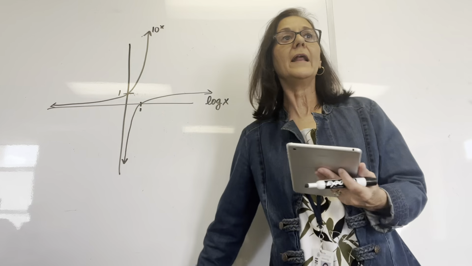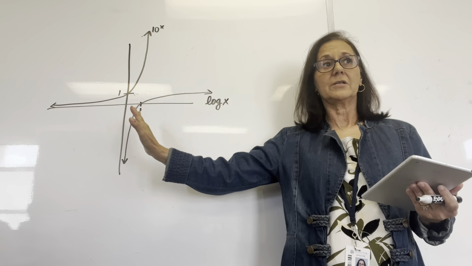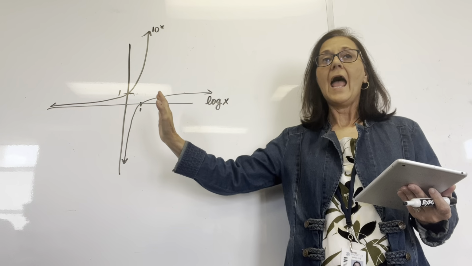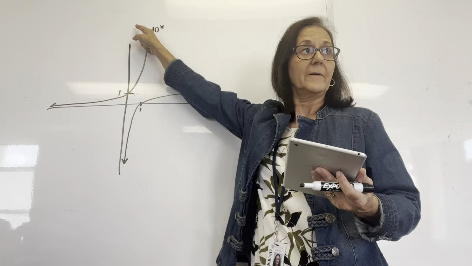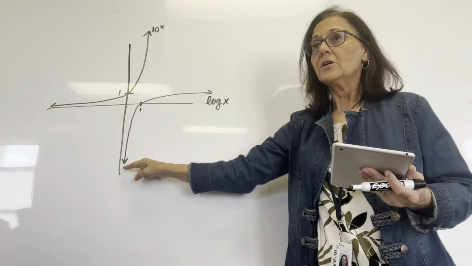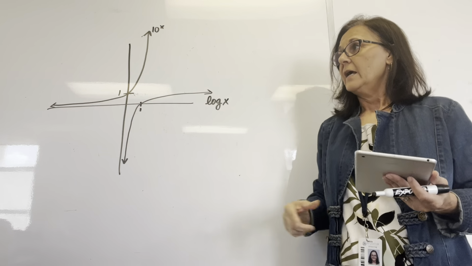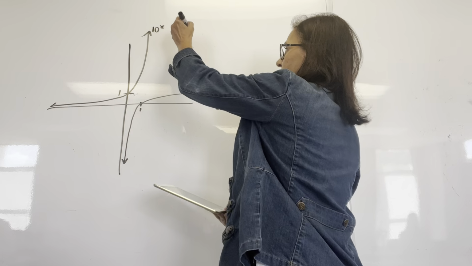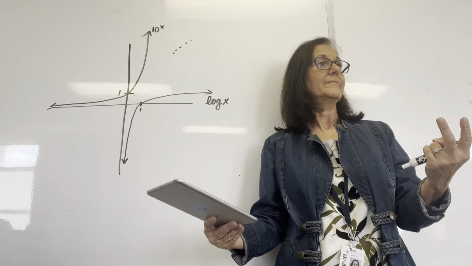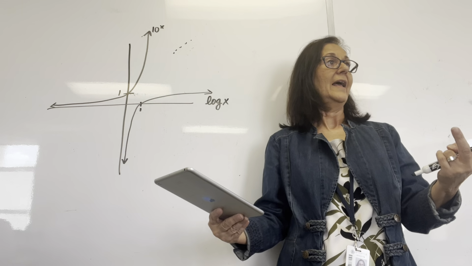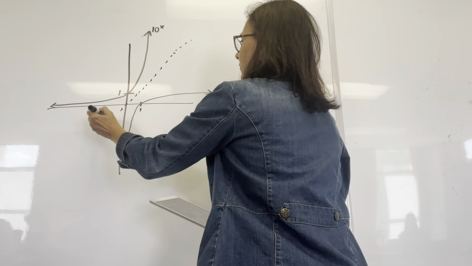Okay, so I want us to note how the exponential graph relates to the logarithmic graph. They are actually inverses. Inverses, what do inverses do? They swap the x and the y's, right? Inverses swap your x and the y's.